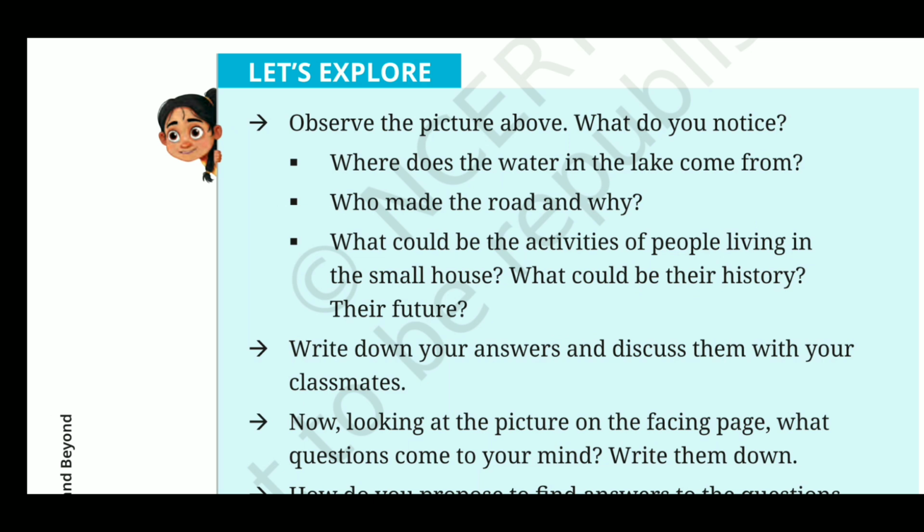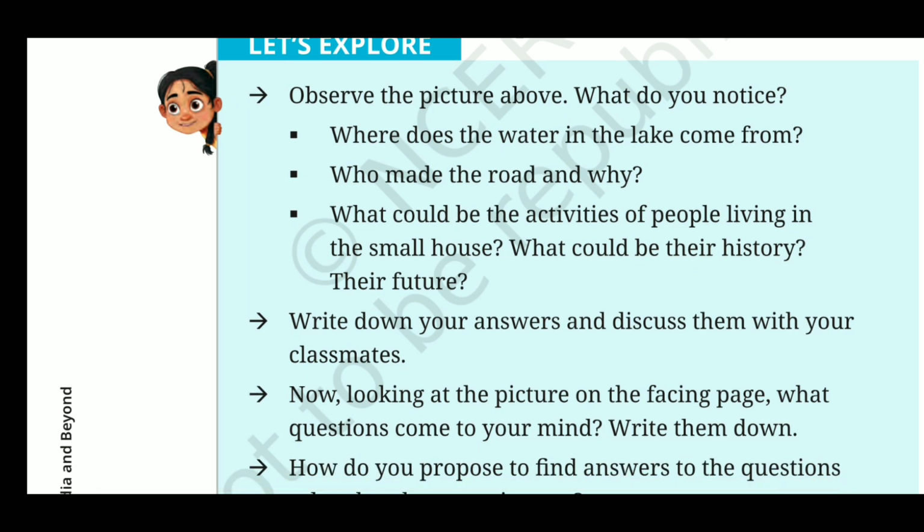Who made the road and why? The road is made by the government. For a village, it can be the rural government, and for cities, it can be the urban government.